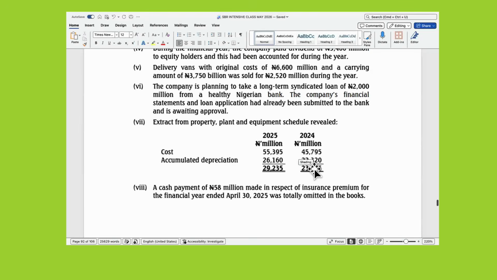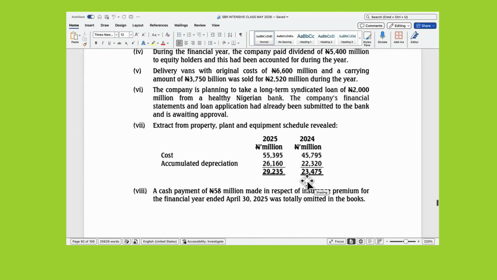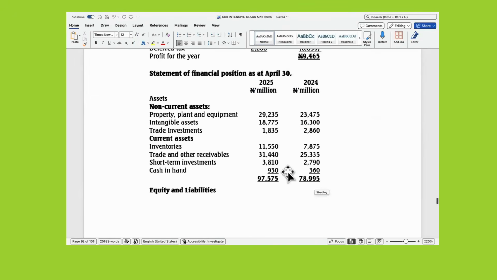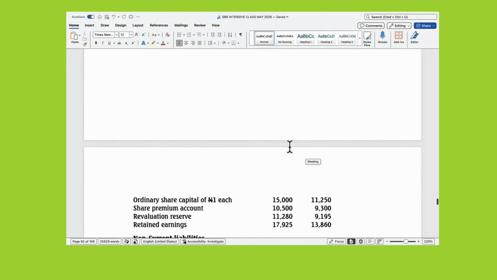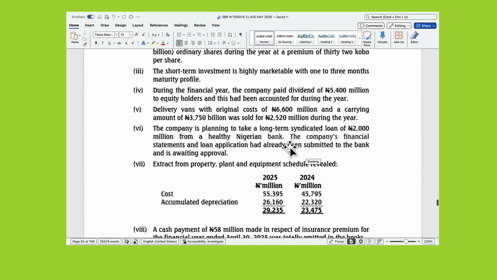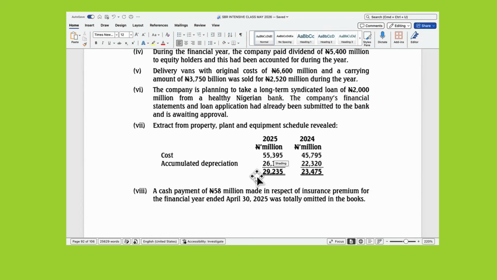Because if you see the carrying amount in 2024, which is the cost minus accumulated depreciation, it was 23,475, and 2025 is 29,235, which was the figures I have on the face of the account. So because they gave me this breakdown, I want to capture my movement. I will capture the movement for costs separately. I will capture the movement for accumulated depreciation separately.